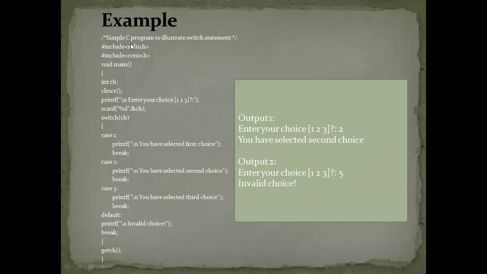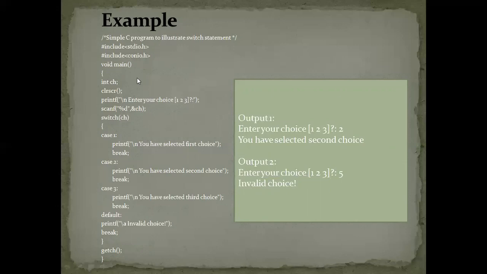The example is a simple C program to illustrate the switch statement. Here I am going to give an input value that is 1, 2, 3, three choices. Suppose if I give 2, it is supposed to display the message: you have selected second choice. If I give number 1, it displays: you have selected first choice. If I have not given any of the three choices, for example, here, enter your choice, 5, it is an invalid choice. This is the message I am supposed to display.